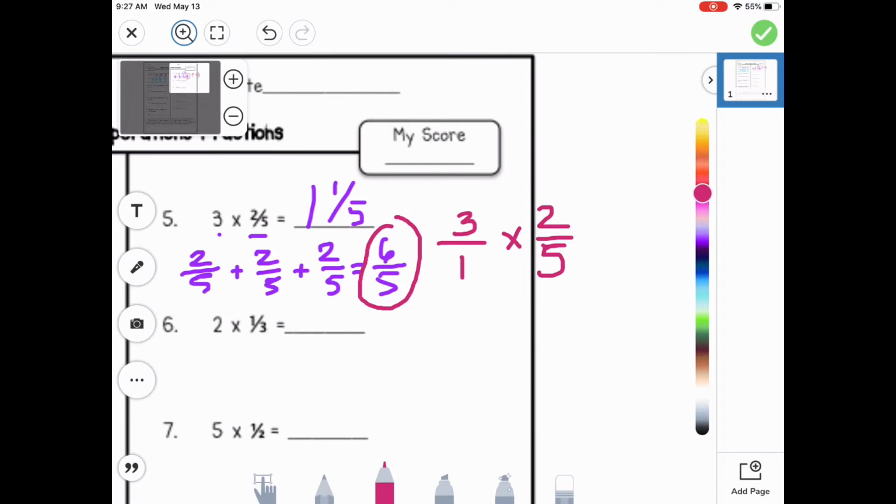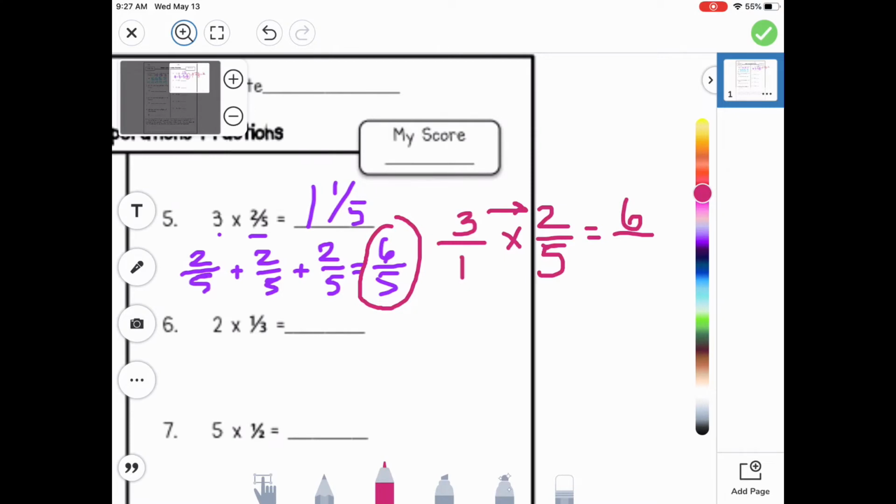So if you're looking at my multiplication problem that I've created over here, in order to multiply two fractions together, all you need to do is multiply across. So I'm going to multiply my numerators together. 3 times 2 equals 6.